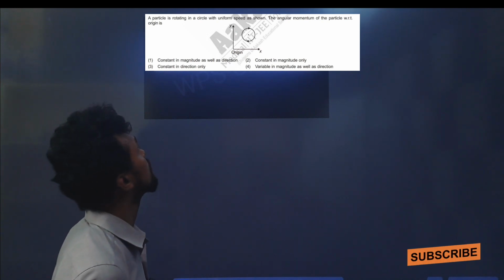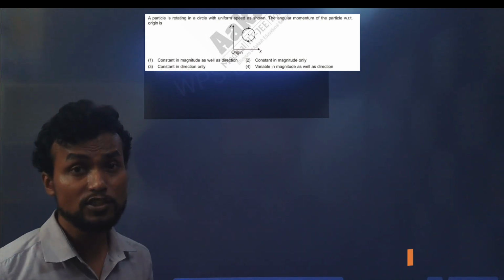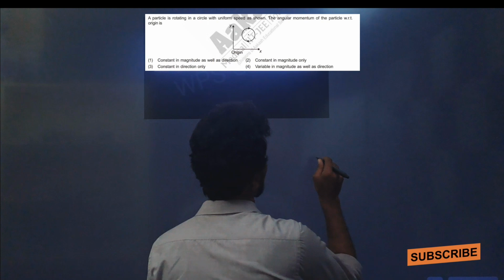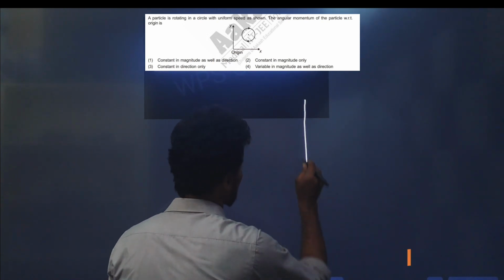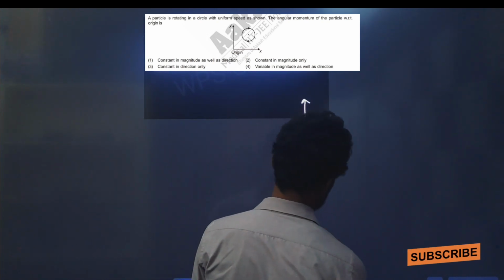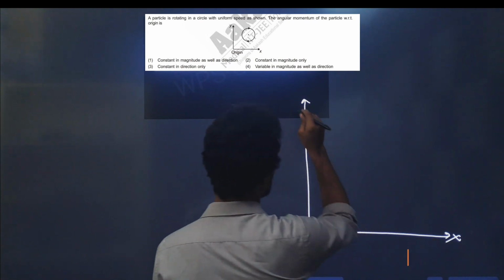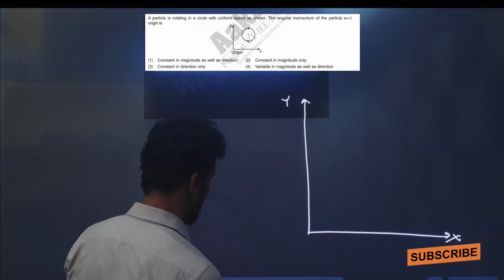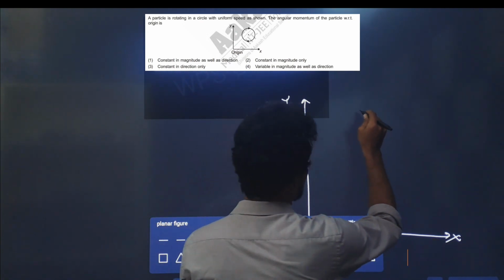The angular momentum of the particle with respect to the origin is given, with 4 options. Okay, students, just see this question very well. It is a very conceptual question. X is here, Y is here.